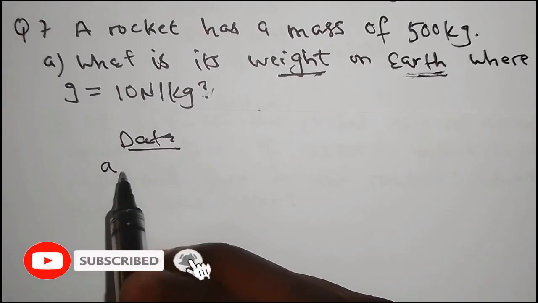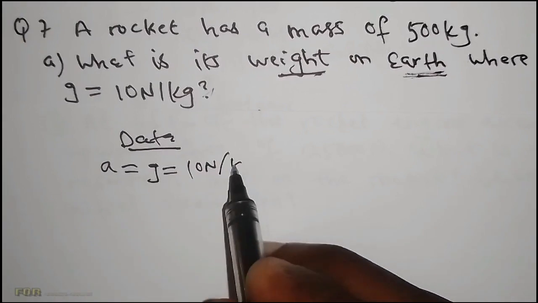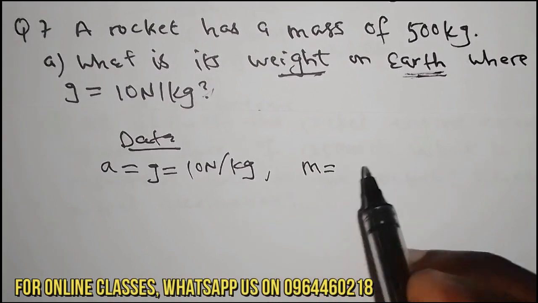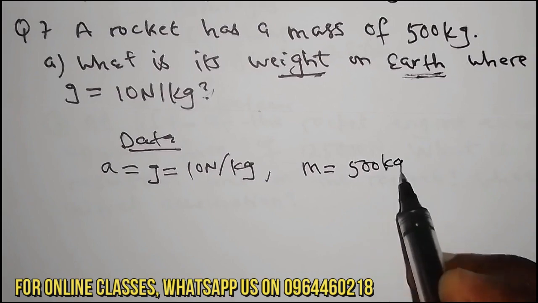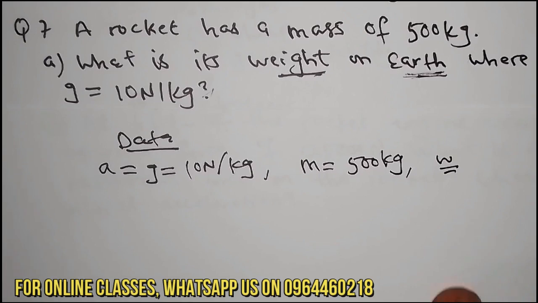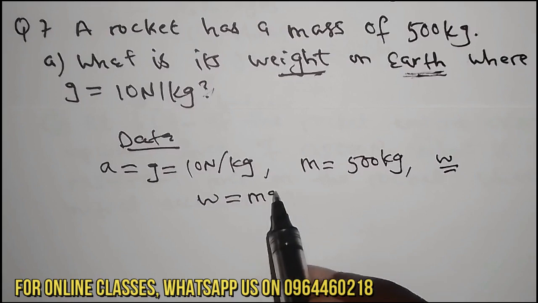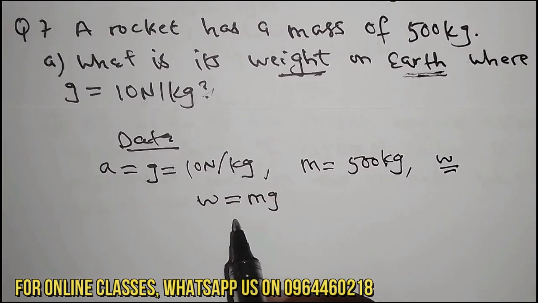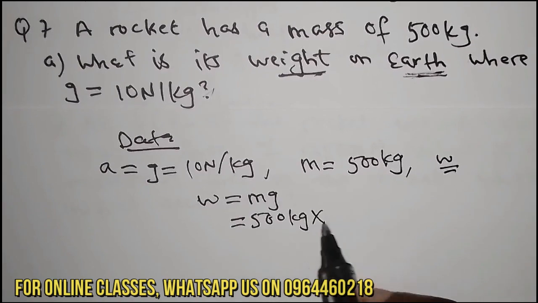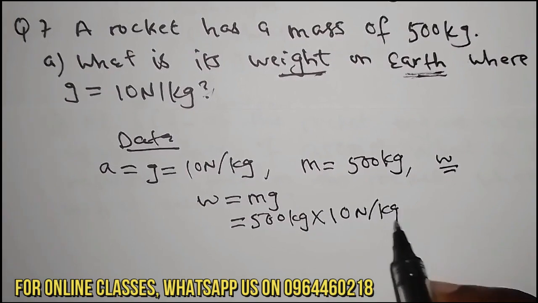The acceleration due to gravity is just 10 Newton per kg, and the mass is given as 500 kg. Now we are looking for the weight. The formula for weight is weight equals mass times gravity. The mass is 500 kg multiplied by the gravity, which is 10 Newton per kg.